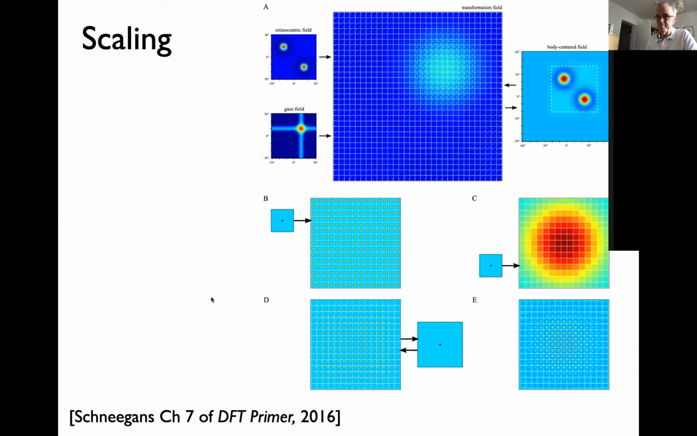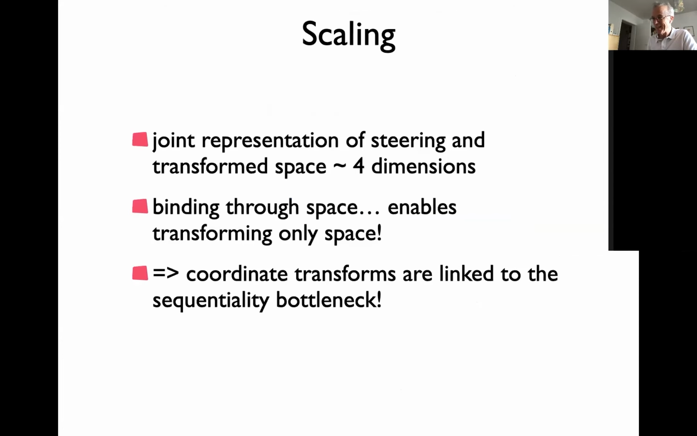Okay, I don't know if you can follow that so quickly. Quite challenging, right? So this is just the text for that. So we believe that the binding problem with the coordinate transform problem really are the origin of the sequentiality bottleneck that goes through all human cognition.